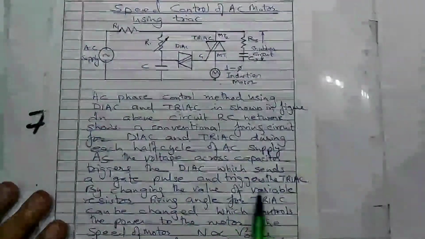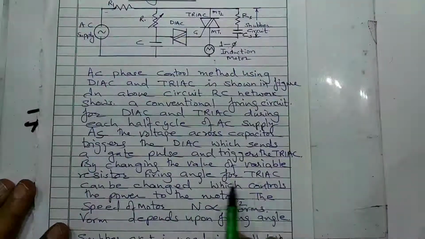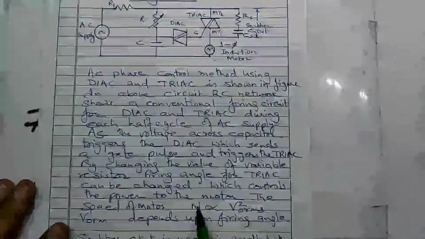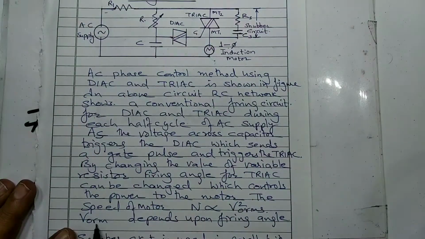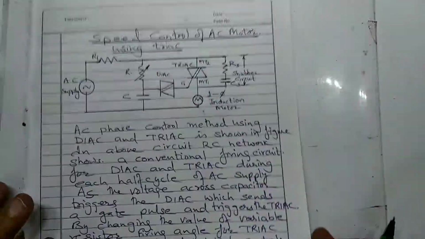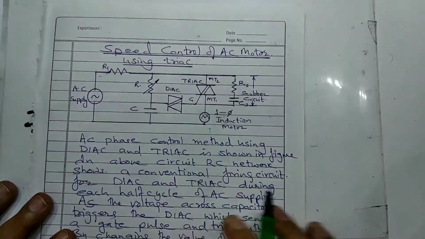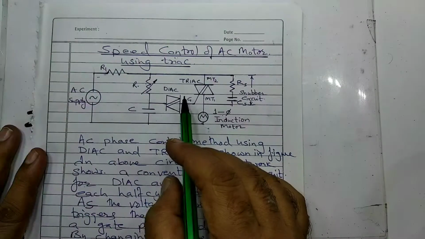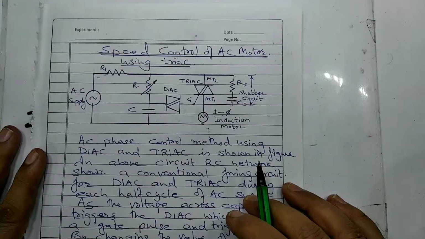By changing the value of the variable resistor, the firing angle for the triac can be changed, which controls the power to the motor. The speed of the motor N is directly proportional to V square O RMS. E O RMS depends upon the firing angle of the thyristor. Now we know that diac and triac are both bilateral devices. That is, they work in both half cycles of AC supply, positive as well as the negative half cycle.